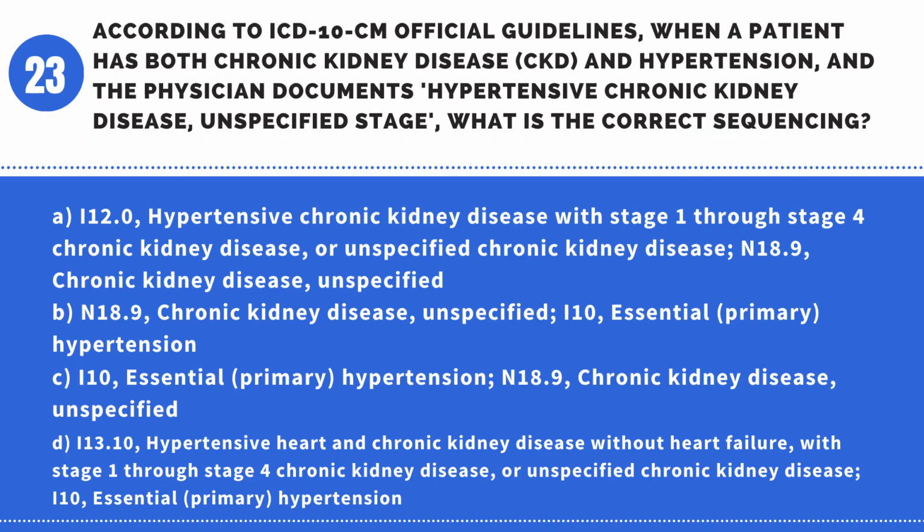B. N18.9, chronic kidney disease unspecified, I10, essential, primary, hypertension. C. I10, essential, primary, hypertension, and N18.9, chronic kidney disease unspecified. D. I13.10, hypertensive heart and chronic kidney disease without heart failure, with stage 1 through stage 4 chronic kidney disease or unspecified chronic kidney disease, I10, essential, primary, hypertension.